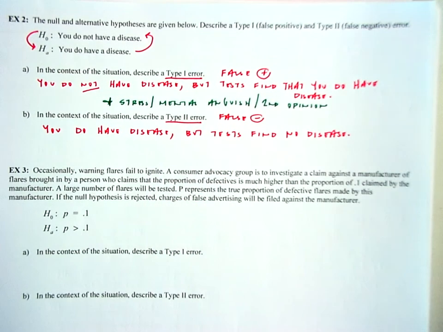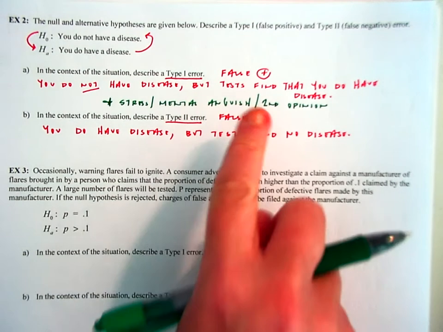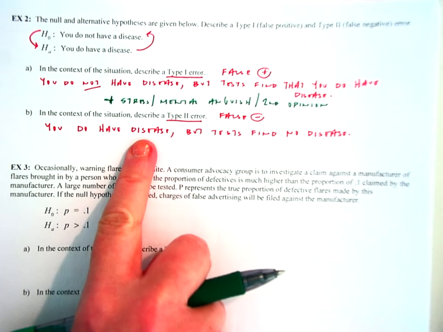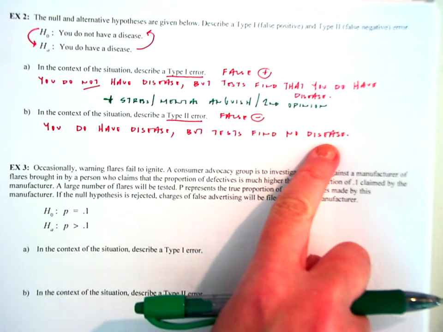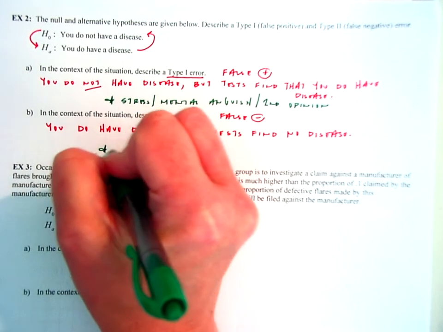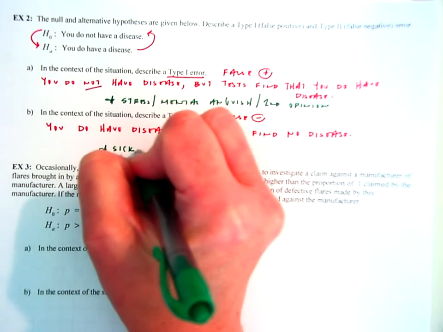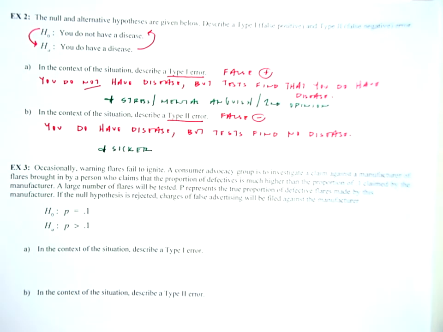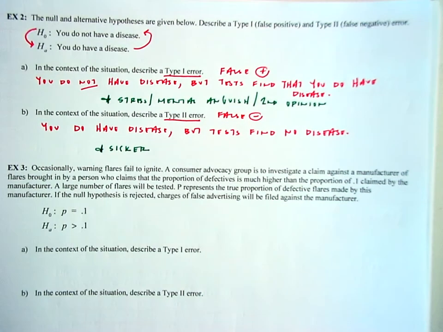How about a type 2 error? That false negative. So you do have the disease, but the tests find that you don't. What would happen here? Well, you'd probably continue to get sick. You'd get sicker and sicker until you have to go back to the doctor.